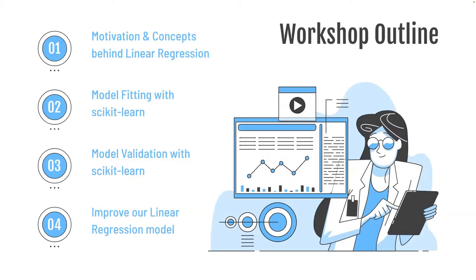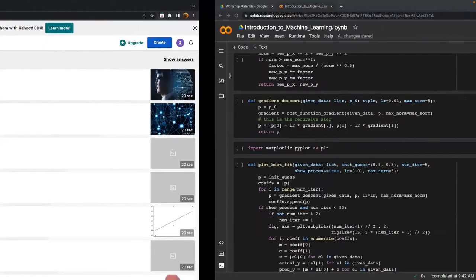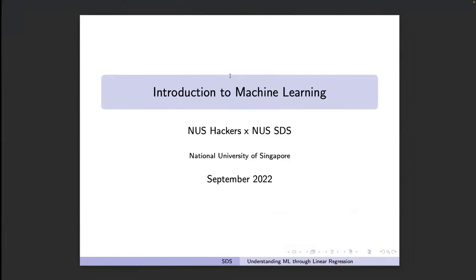Okay, so today's workshop is essentially broken into four parts. First of all, we'll be covering the motive. Model fitting through scikit-learn, and we also learn how to test and validate our model. And finally, we'll also have a hands-on session to improve the model. All right, so without further ado, let's get to the first part of today's workshop, which is essentially going through linear regression and trying to think about how we can motivate the idea of machine learning.